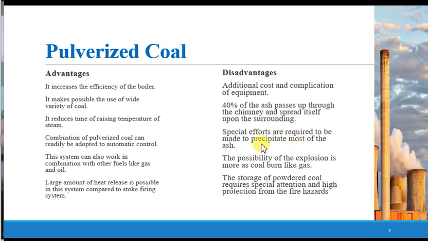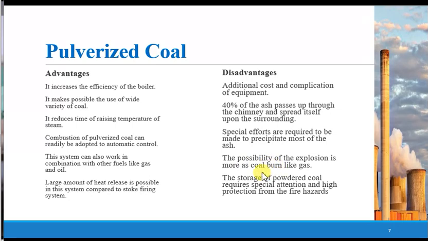Specific efforts are required to precipitate most of the ash. As we have discussed in this section, the ash goes outside with the flue gases. So to precipitate it from the flue gases is quite a difficult process. Some electrical and mechanical processing is needed for that, so that increases the cost and the complexity of the system.